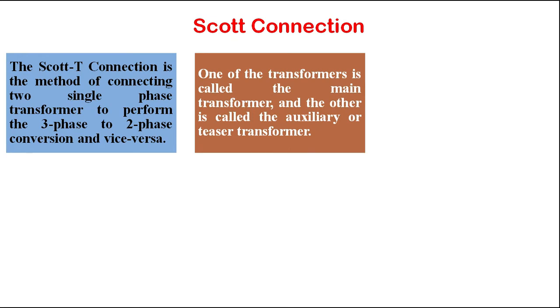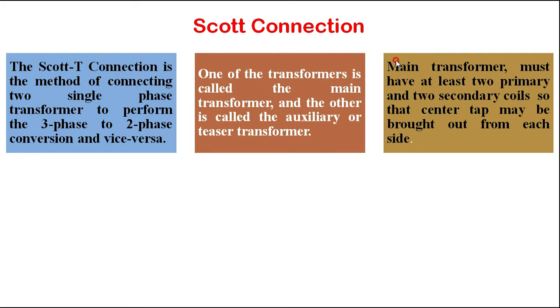One of the transformers in this connection is called the main transformer and the other is called the auxiliary, also called the teaser transformer. There are two single-phase transformers, one a main transformer and the other a teaser transformer. They are connected in a particular fashion so that they can convert three phase to two phase or two phase to three phase.